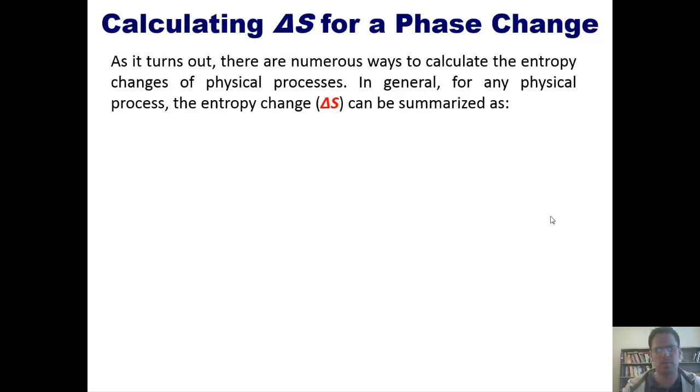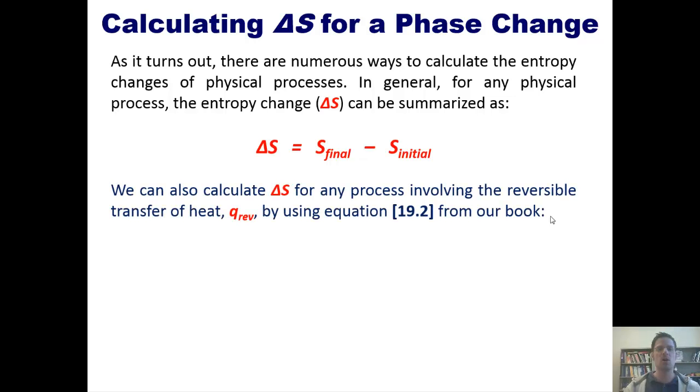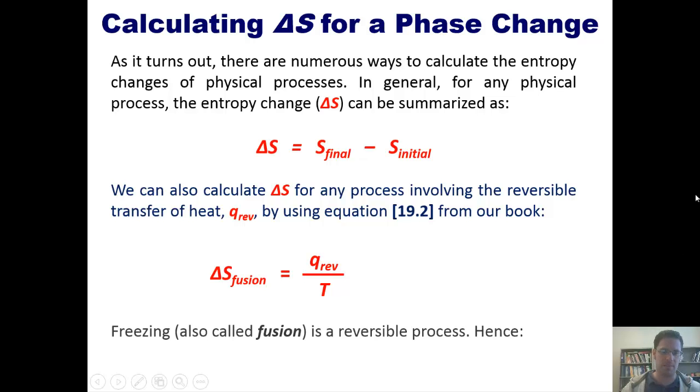As it turns out, there are a number of ways to calculate the entropy changes of physical processes. In general, for any physical process, the entropy change, or delta S, is equal to the final entropy state minus the initial entropy state. We can also calculate delta S for any process involving the reversible transfer of heat, abbreviated here as Q reverse, by using equation 19.2 from our book, which is this one. The delta S of fusion is equal to Q reverse divided by T.